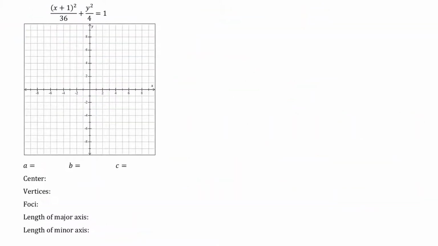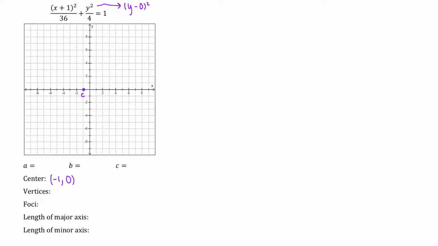All right, so here we have (x plus 1) squared over 36 plus y squared over 4 is equal to 1. To get the center, we are looking up at this top part here. The x coordinate of the center is going to be -1. But this guy right here doesn't have any number next to it. Technically, it's (y minus 0) squared. So the y coordinate of the center is 0. So the center is at -1, 0, which is going to be right here. This will be my center.